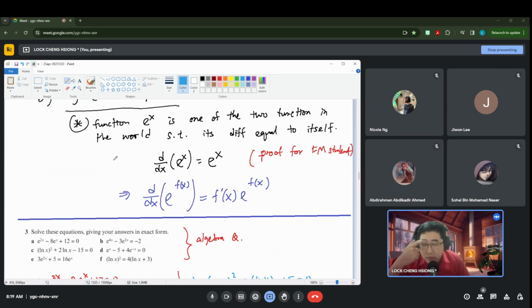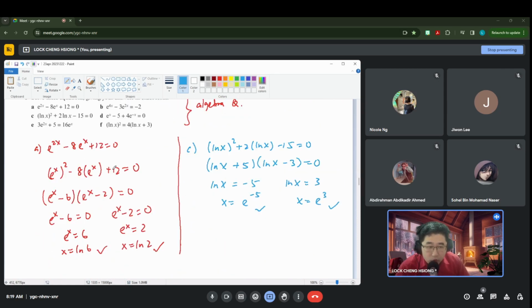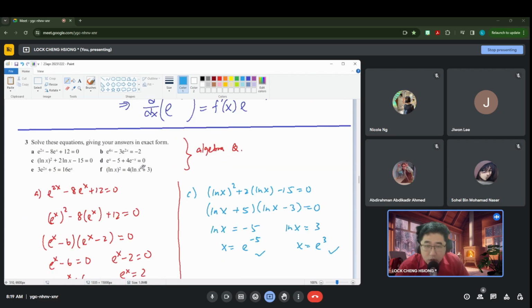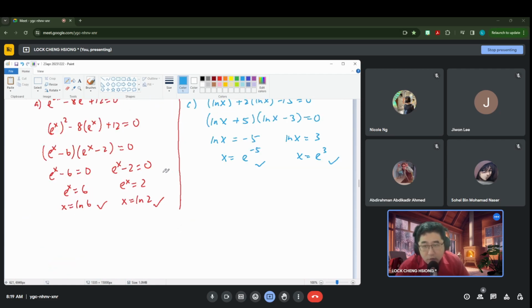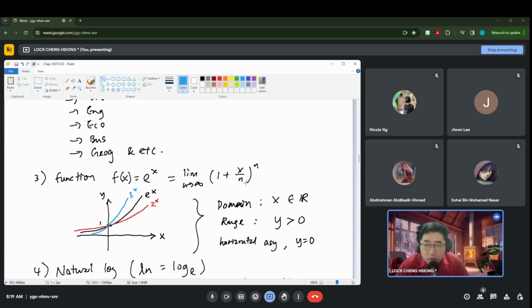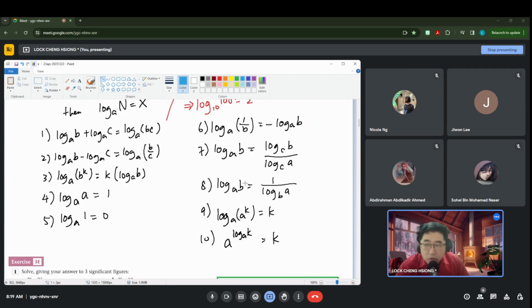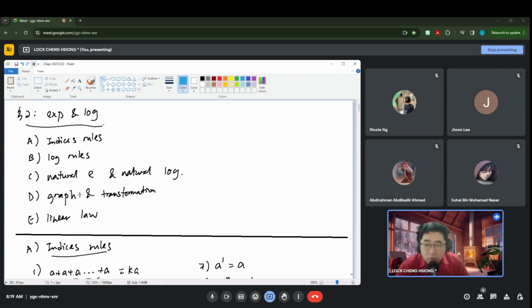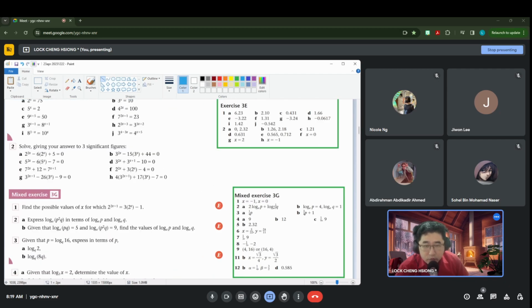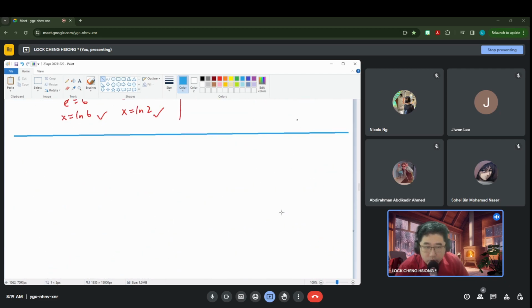Then for the e type, this will be just using e, but it's actually the same type of questions. Then the next part is graph and transformation.